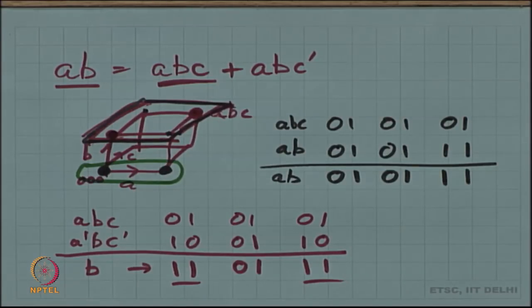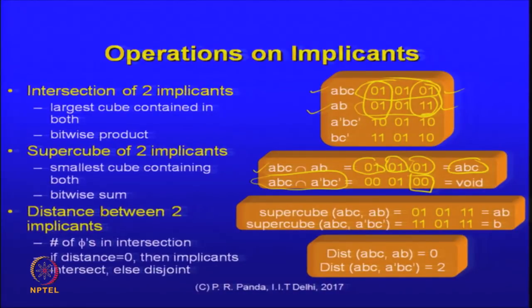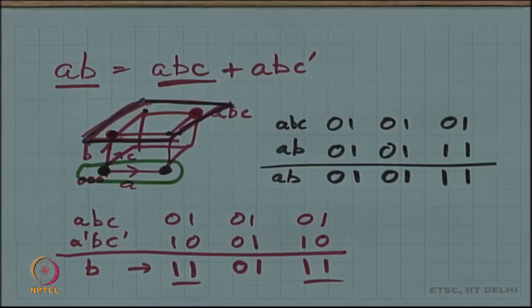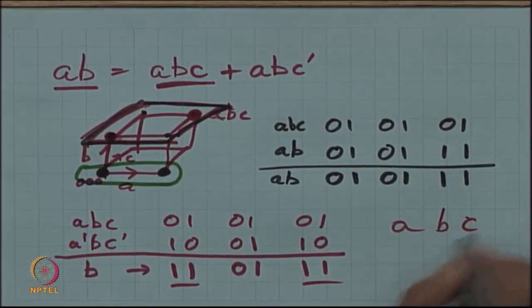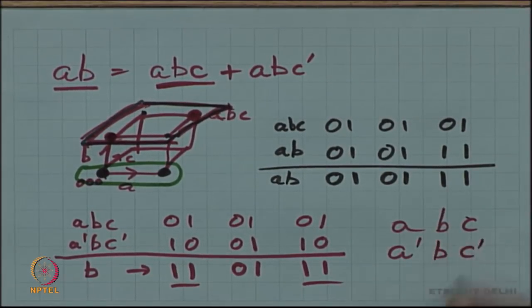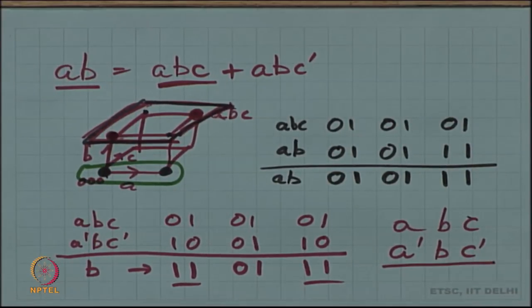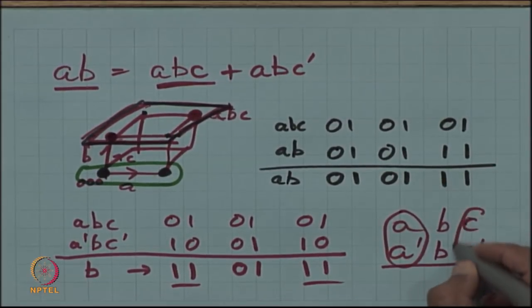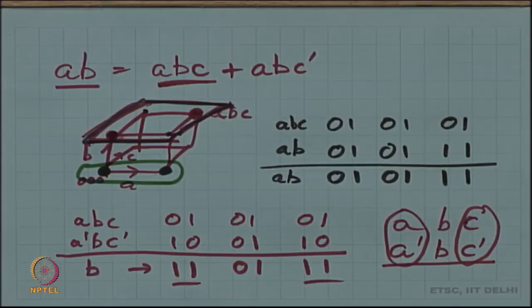Okay, so that is intersection and supercube. Distance between two implicants is just defined as the number of positions in which they are different. Okay, so, the difference being computed like this. So, you have A B C and let us say A prime B C prime, then we will require the distance to be 2, because these two literals are different.